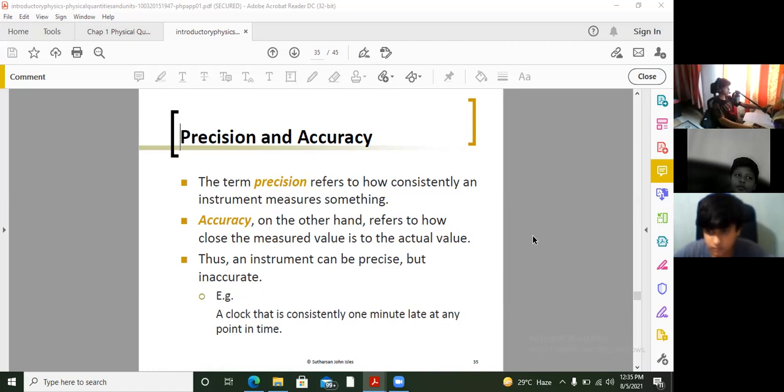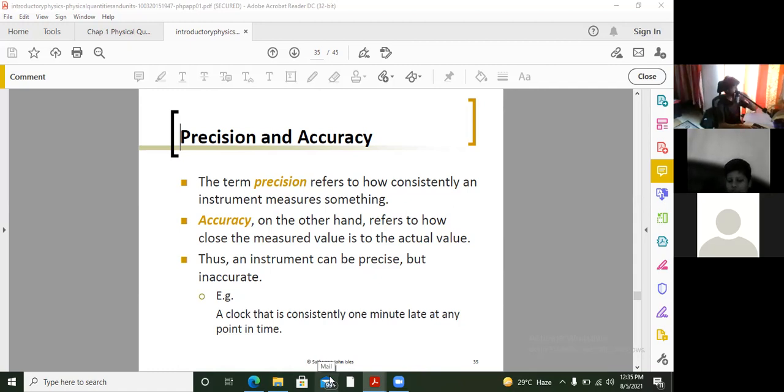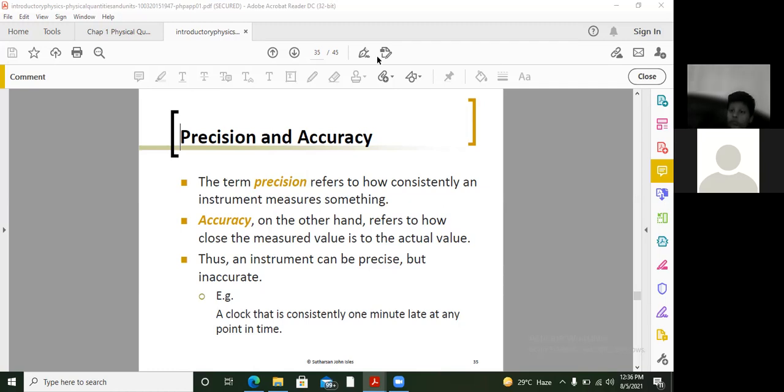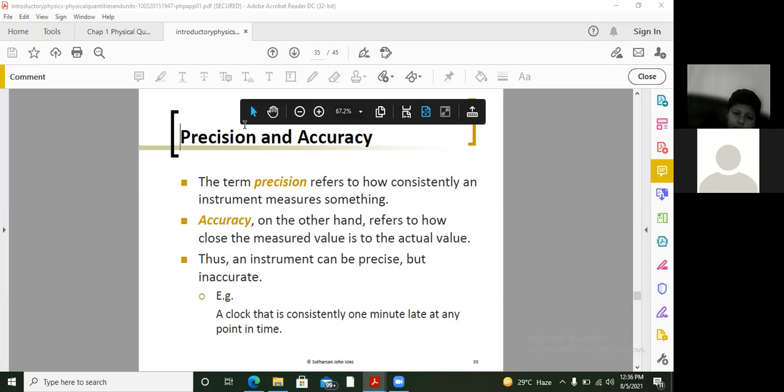What is the difference between base quantities and derived quantities? Shayan, can you repeat the question? What is the difference? We have discussed the physical quantities. So, what is the difference between base quantity and derived quantities? Yes, you can print the worksheet.